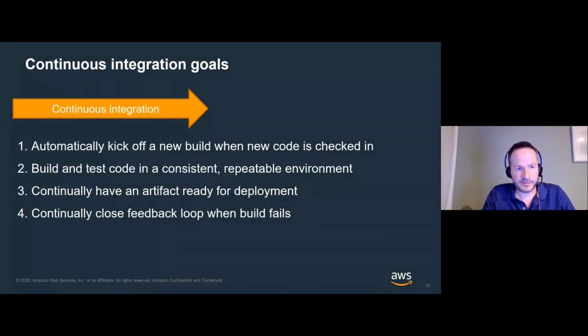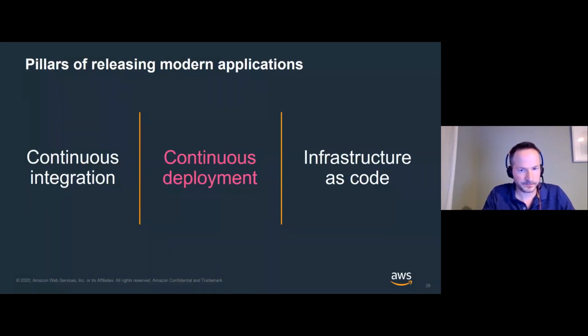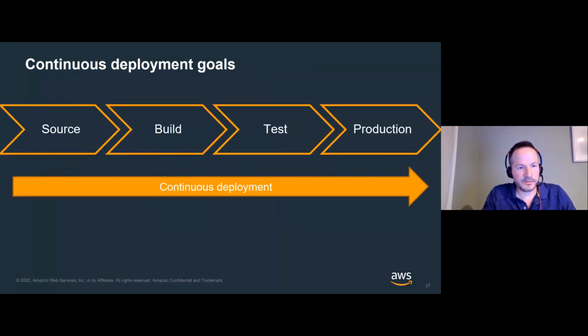The goals for continuous integration are to automatically kick off a new build when new code is checked in. We want to be able to build and test code in a consistent and repeatable environment so that we can make small and frequent changes. We want to continuously have an artifact ready for deployment so that we can move it on to the next stage in the pipeline. And we also want to continuously close the loop and get feedback if a build fails, whether it's through a notification to the developer, through an email, through Slack, or whatever that might be. Now let's have a look at continuous deployment.